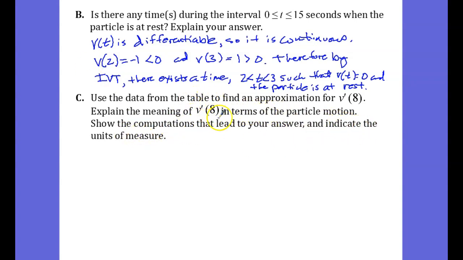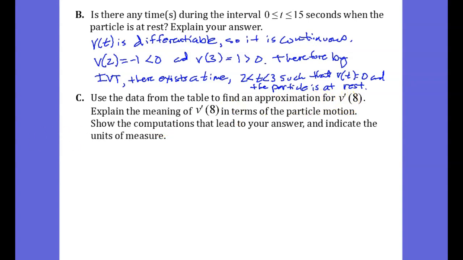Okay, so we're looking for v prime of 8. And we're told we're going to find an approximation for this. Well, first of all, what is v prime? V prime is acceleration. It's the rate of change of the velocity. And the reason I have to find an approximation is that I cannot find the instantaneous rate of change. I can't because I don't have the velocity function in order to take the derivative.